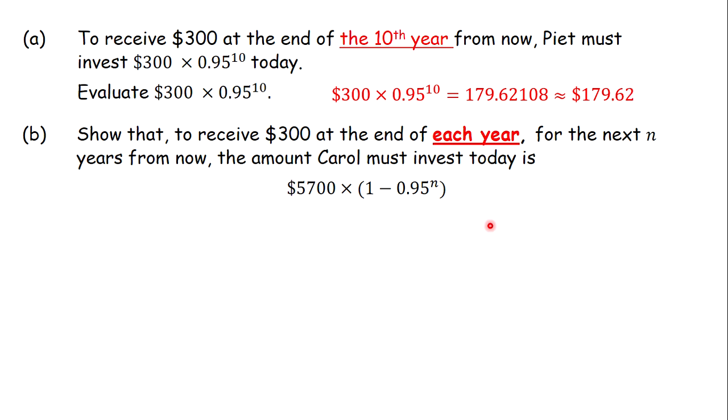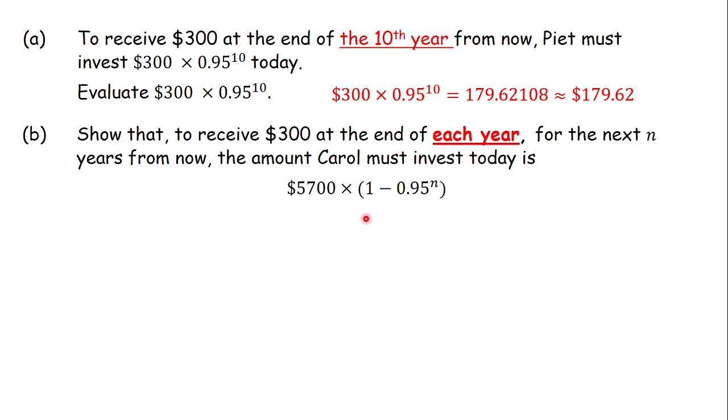Here comes the problem, and I've underlined. Here it says at the end of a certain year. Good. So if it was 9th, then I will put 9 here. If it was 8, I'll put 8 there. So it means how much should you invest today if you want 300 at the end of those number of years? But this question says that you're supposed to show that he will receive 300 at the end of each year for the next n years from now. The amount that he must invest today is given by this formula.